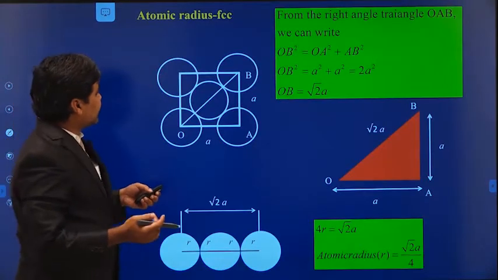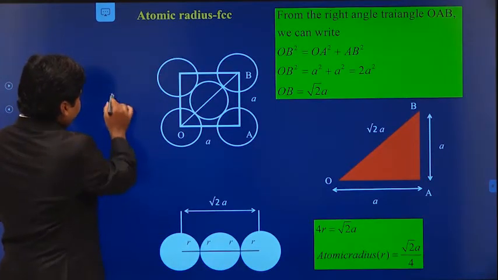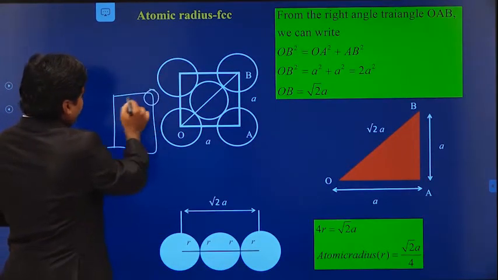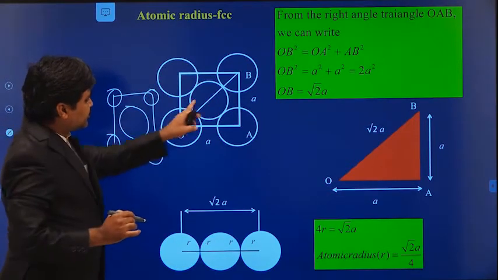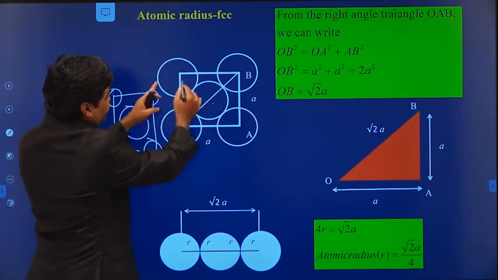So how to calculate that? If you take this face-centered atom, because in one face atoms are located at the corners and one face-centered atom. So this is the face-centered atom because this is one face.